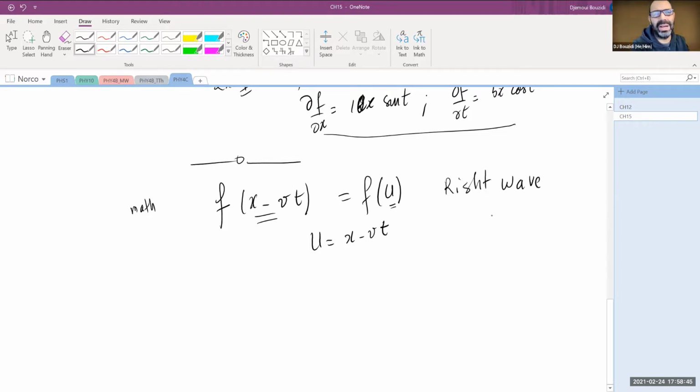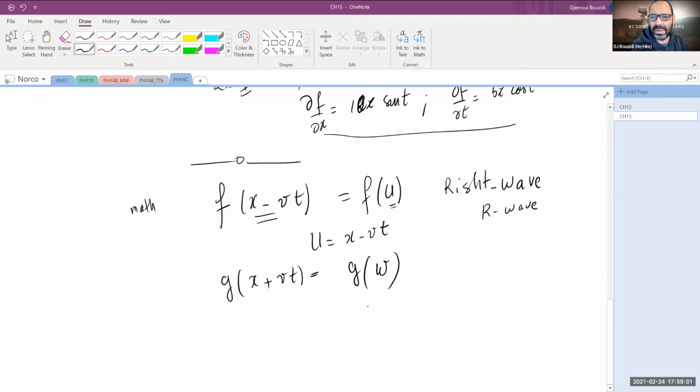The right traveling wave, okay? I'm going to call it R wave for simplification. If you're curious about the other one, G as a function of x plus vt, I'm going to write it as G of w, where my w is going to be x plus vt. So this is going to be an L wave. In other words, I can still hide my multivariable function inside a single variable. You guys see that? So that's the trick.